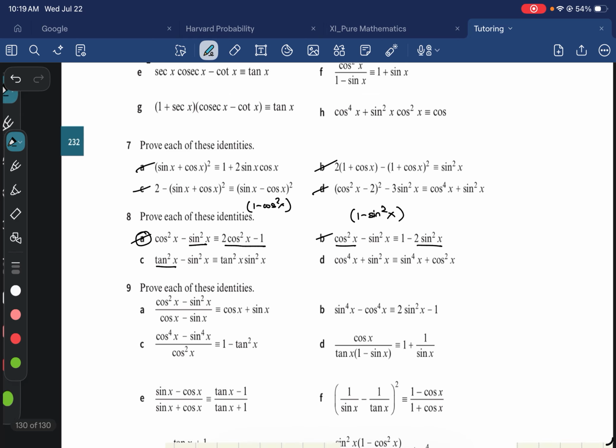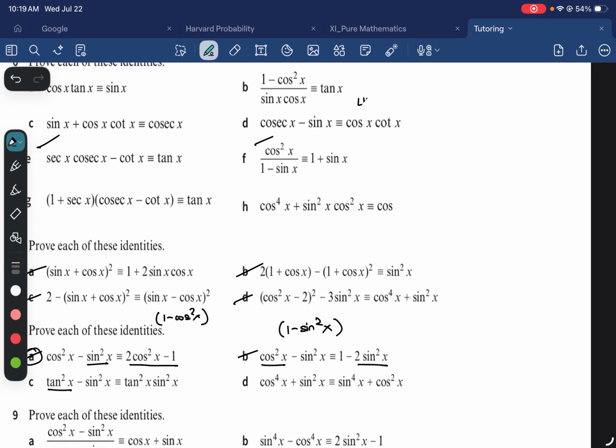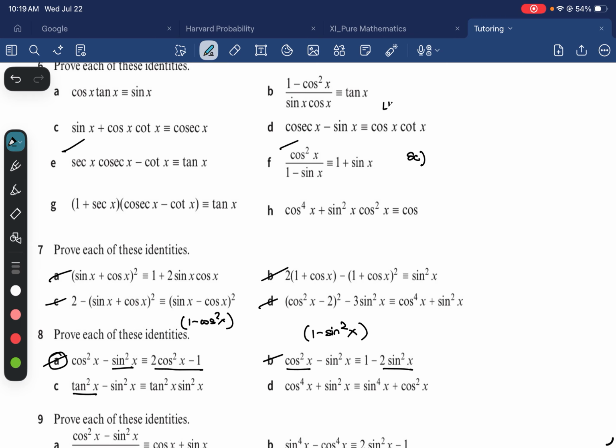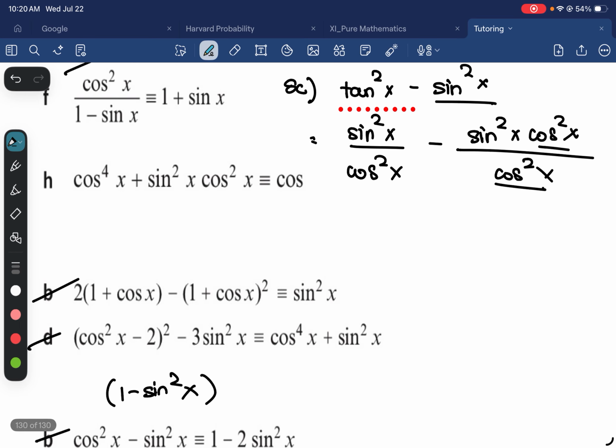Okay, let's do 8c and d. For 8c, on my left-hand side, I have tan squared x minus sine squared x. I can write this as sine squared x over cos squared x minus, and if I want to make a common denominator here, I multiply by cos squared x and I divide by cos squared x. So remember, this and this will cancel out, leaving me with only the sine squared x that I started with.